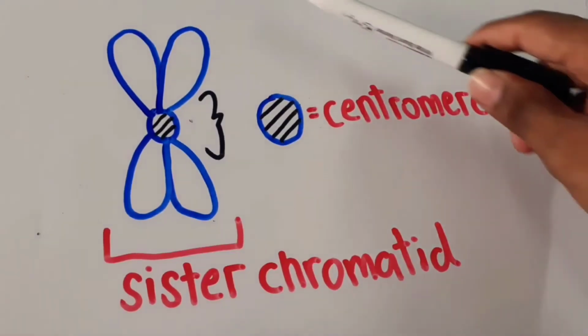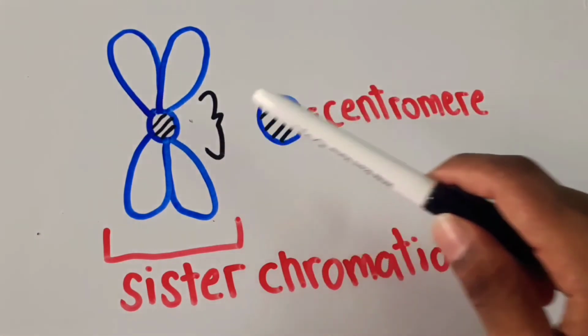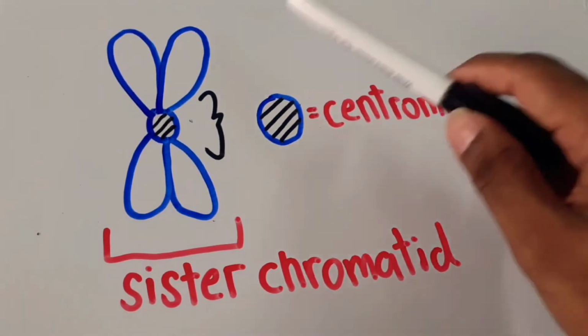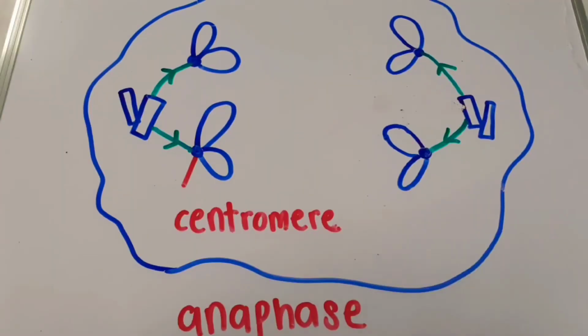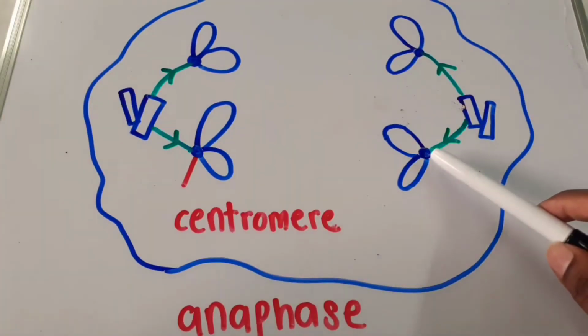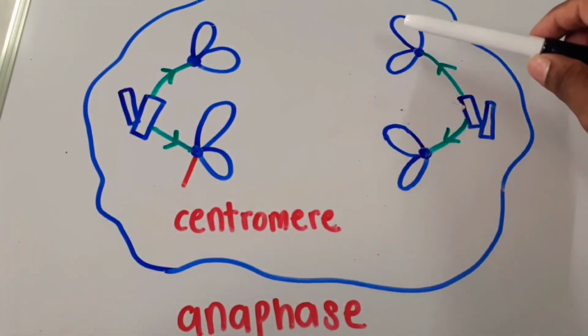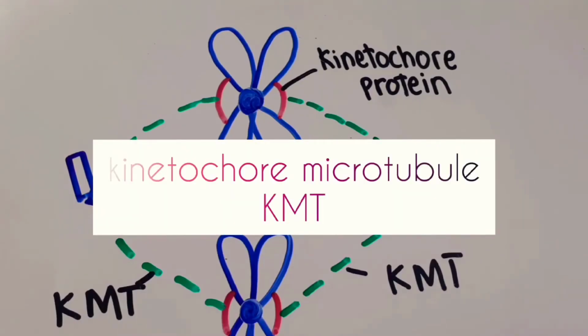First thing first, we have to know that this is a sister chromatid. The structure right in the center of the sister chromatid is known as the centromere. So the centromere holds together two chromatids. The centromere is a point on the chromosome where the mitotic spindle fiber will attach to pull sister chromatids apart during cell division. For example, during anaphase, you can see that the centromeres have moved toward the centrosome, hence the two sister chromatids are now separated. So now we are going to look at the kinetochore microtubule, also known as KMT.